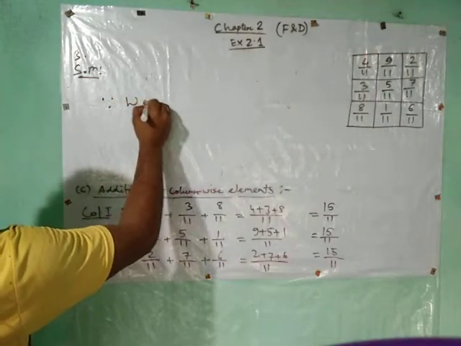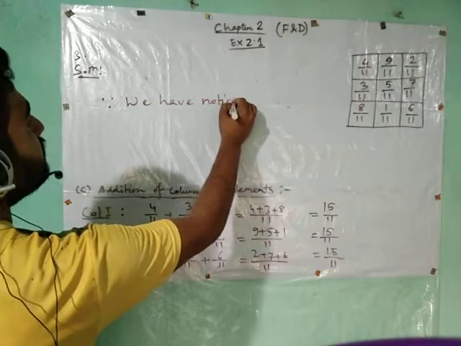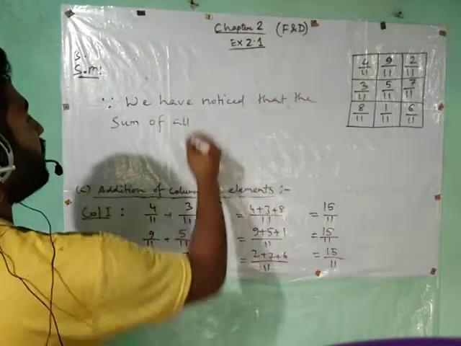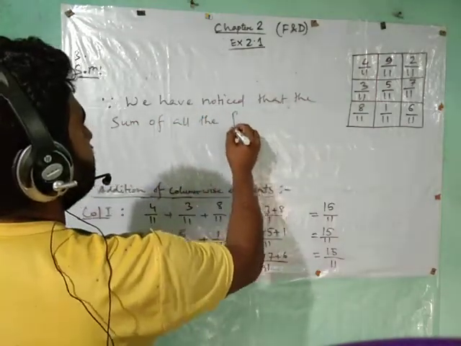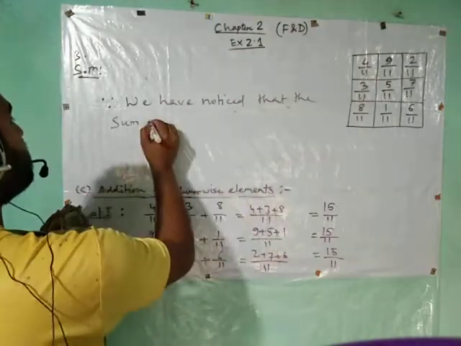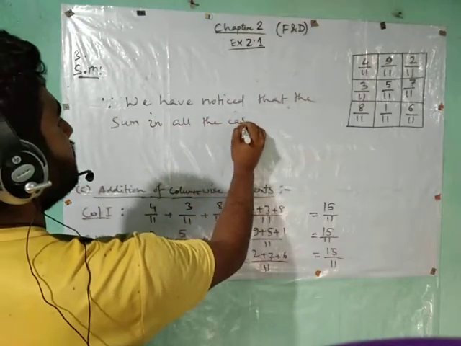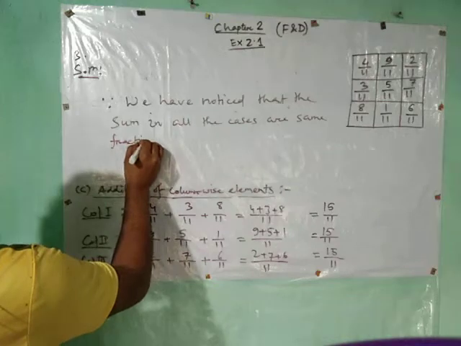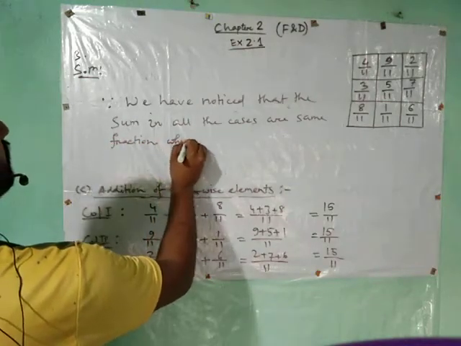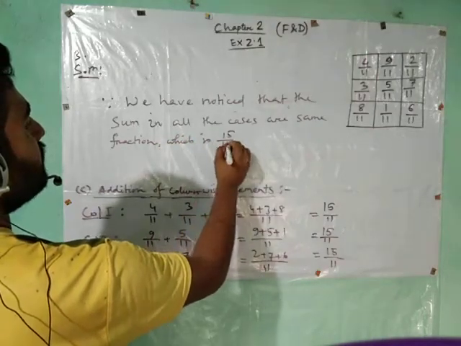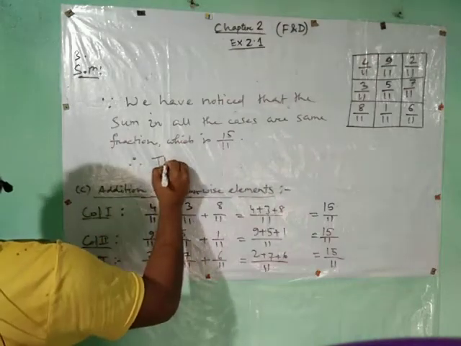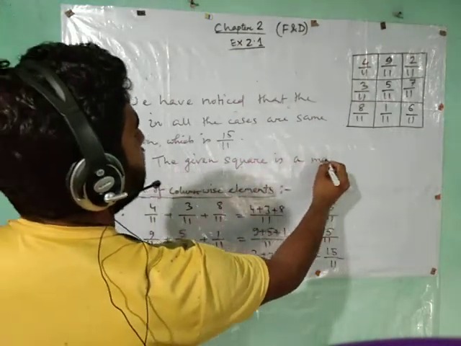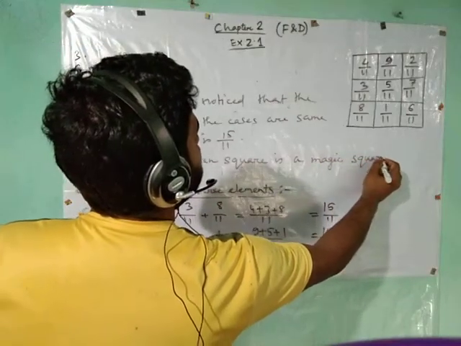Since we have noticed that the sum in all the cases is the same fraction, which is 15 by 11, therefore the given square is a magic square, right?